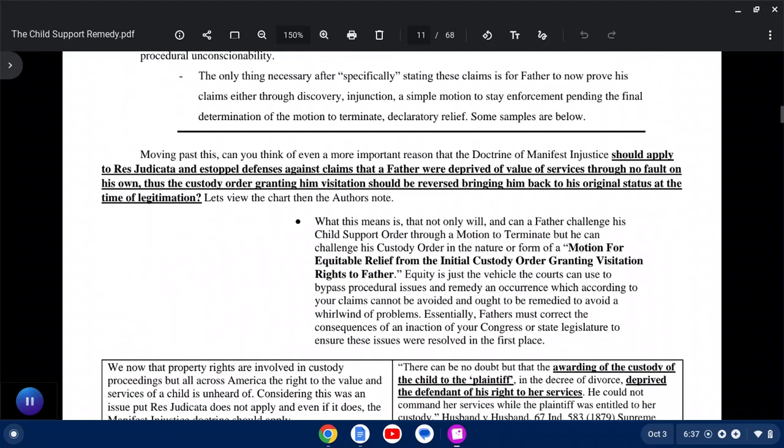The only thing necessary after specifically stating these claims is for the father to now prove his claims either through discovery, injunction, a simple motion to stay enforcement pending the final determination of the motion to terminate, or declaratory relief. Some samples are below. So let's see.